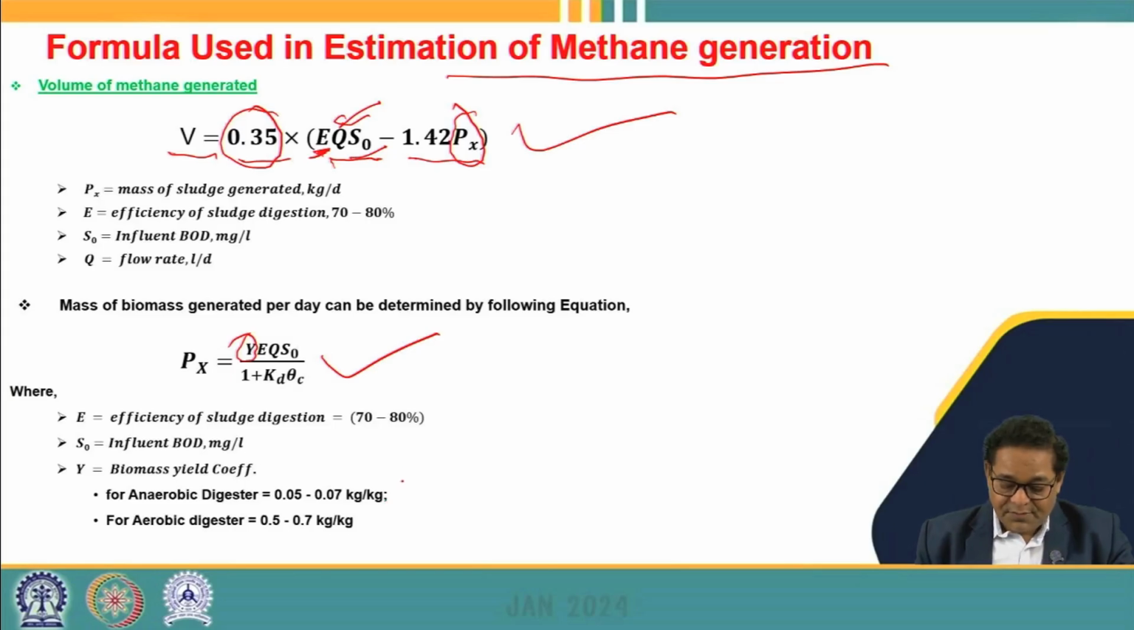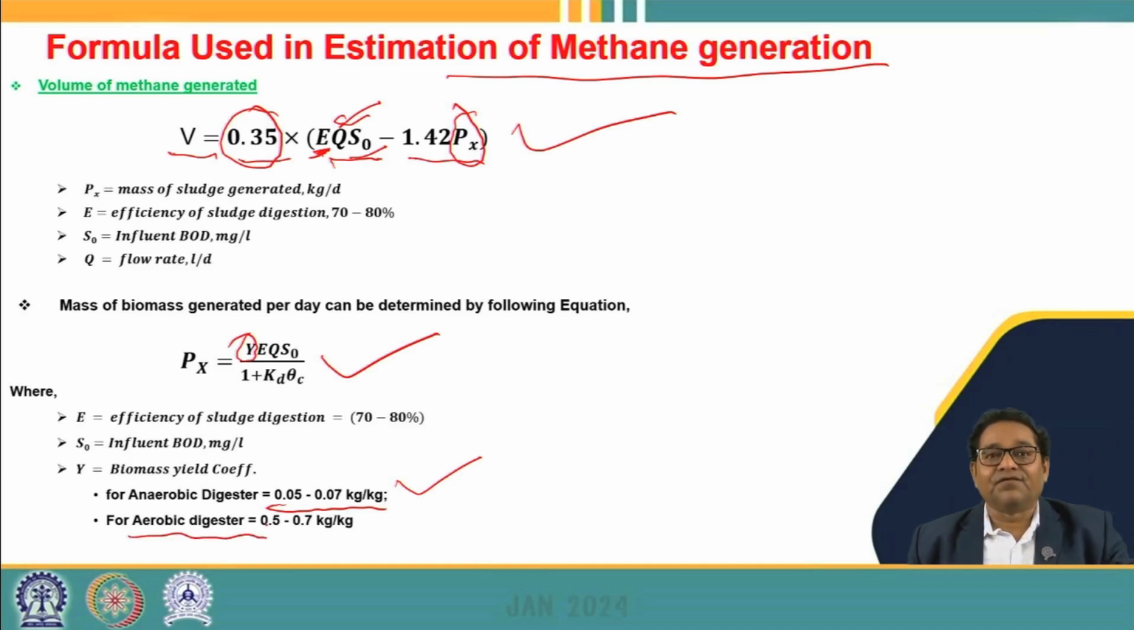which varies. In anaerobic digestion this is hardly 5 to 7%, so the value is 0.05 to 0.07 kg per kg of BOD, whereas in an aerobic digester this yield coefficient is 0.5 to 0.7 kg of biomass produced per unit of BOD removed. So these two formulas we can directly use to calculate the total amount of methane that will be generated in a sludge digestion facility for a given flow and a given BOD concentration.